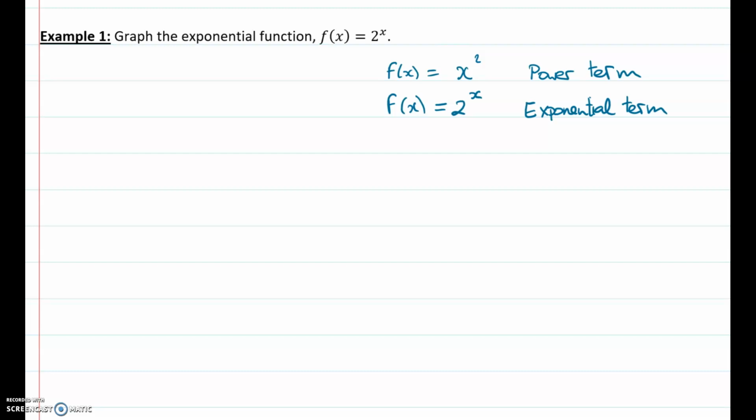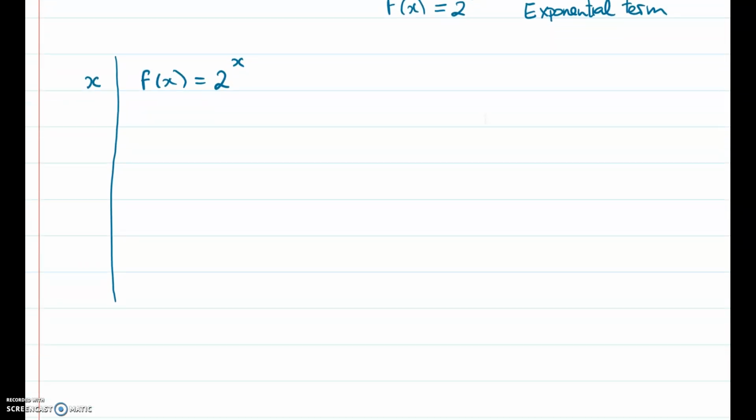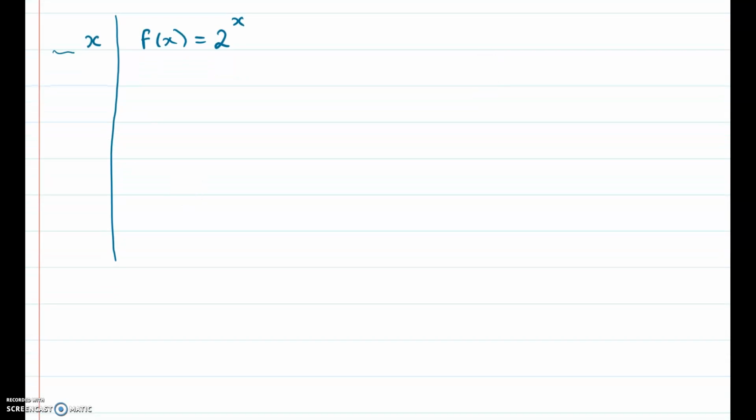Now, when you go to graph a function, any function, the easiest thing to do is to pick certain values of x. And very often we pick values of x that are close to the origin, close to 0. So let's say we do that right now. We're going to have x, and we're going to have f of x, which is 2 to the power of x. So we said we would pick values of x that are close to 0. So let's go from -3 up to 3.